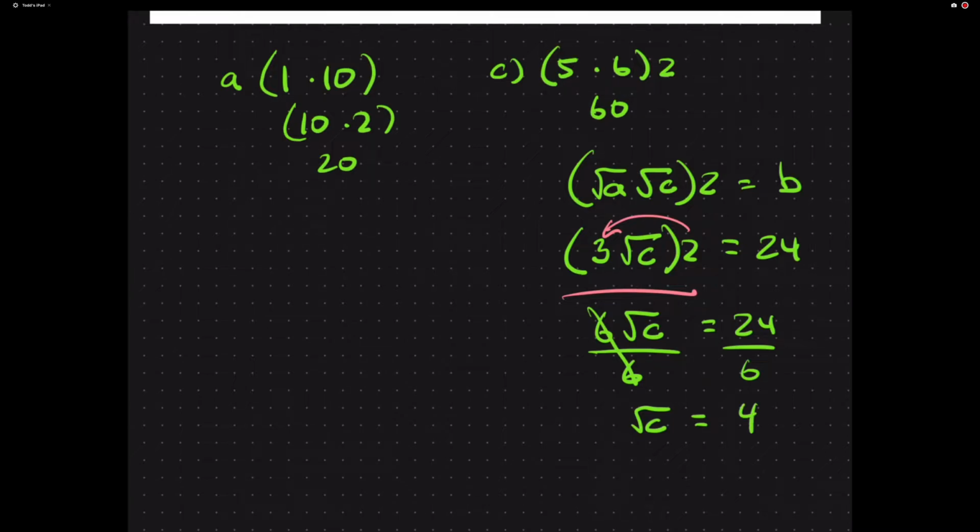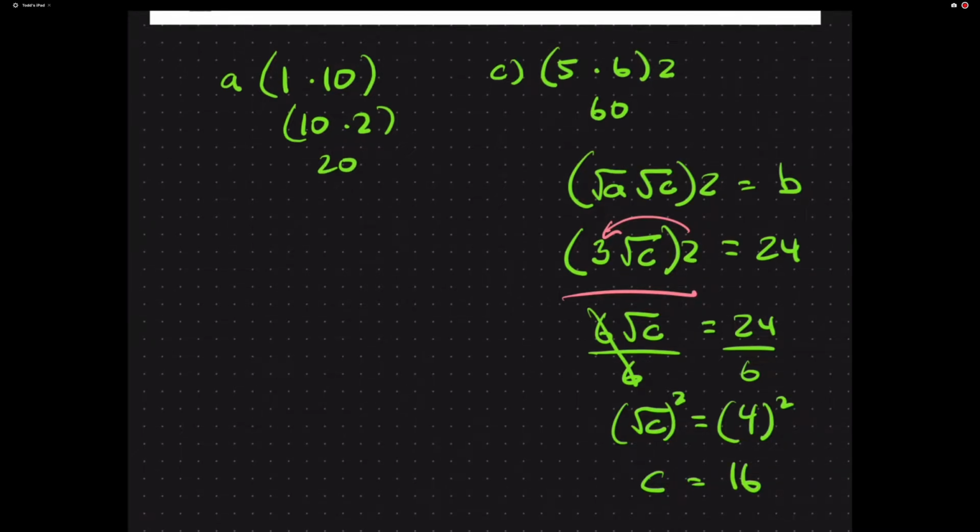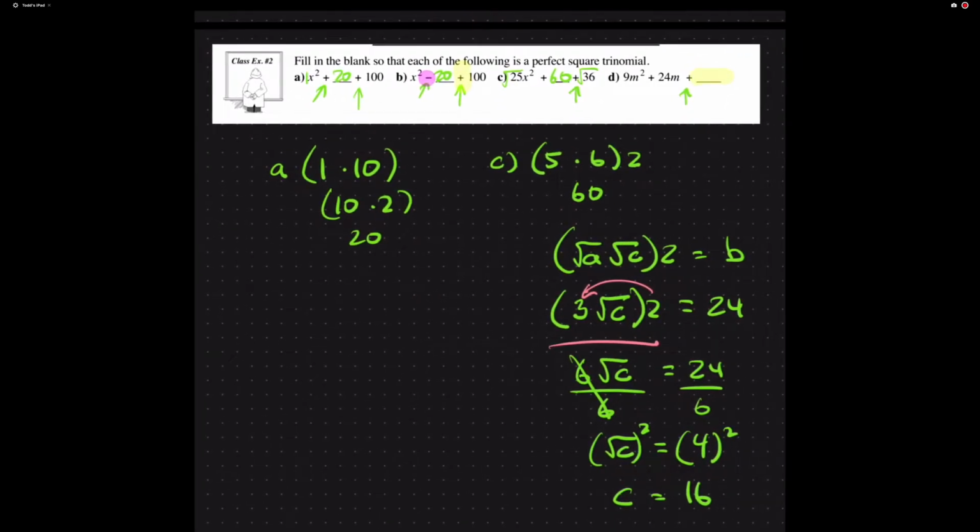But I want to know what C equals, not what root C is. So when I have root C, to convert that to C, I'm basically going to square that. And if I square the left side, I need to square the right side. So we end up with C equals 16. So you can see there's a little bit more work in there. So let's just confirm that we're correct.